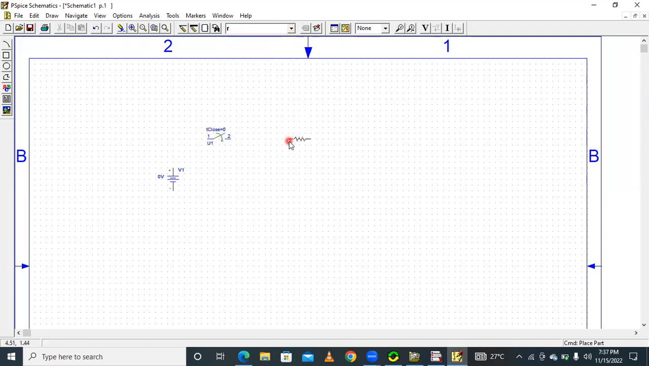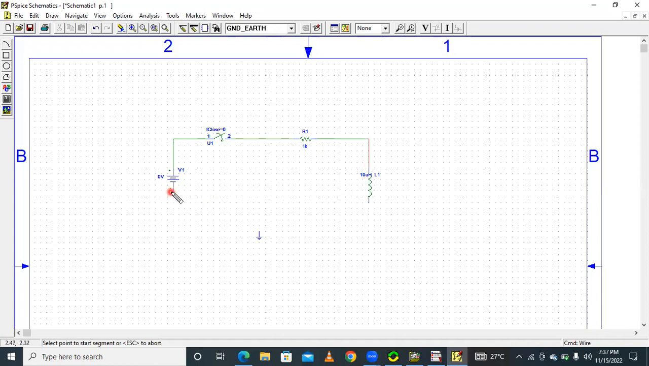RL circuit. Take one resistor R. Similarly, take one inductor L and press controller. Place it here and take one ground also. Take one ground and connect here. Take one wire and connect the circuit like this, and then like this way.